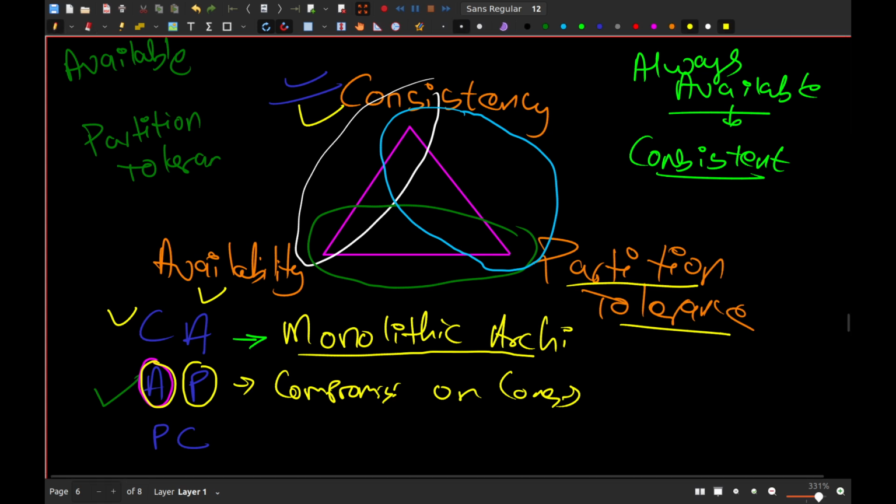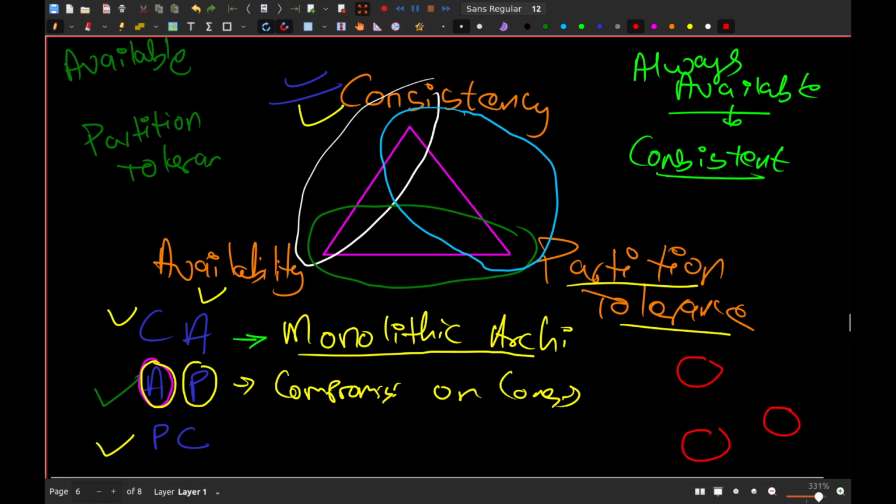Okay. Now the third one is partition tolerance and consistency. Now this is the case. For example, see, this is one server, second server, third server. Because it is not feasible to keep each and every module of a large scale application in a single server, there are multiple servers available. So partition tolerance is okay.